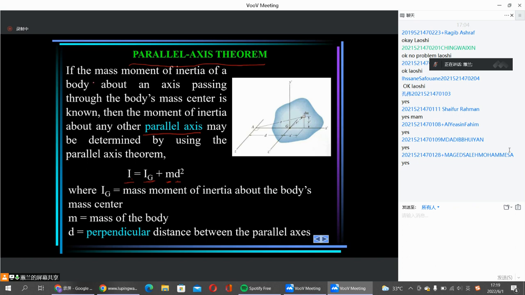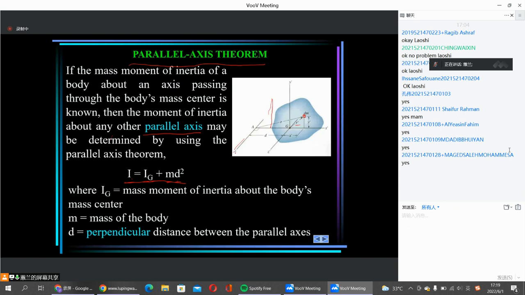Okay, it's very easy. It's actually from the definition. Just like here, you have this element dm, and you have this axis, and you have another axis, z prime. Then you see here that you have the dm. Let's just derive it.